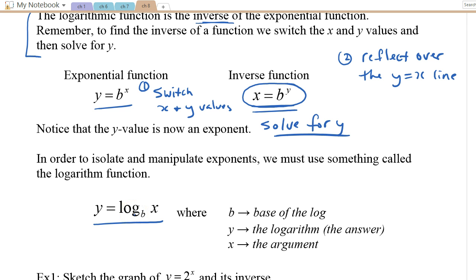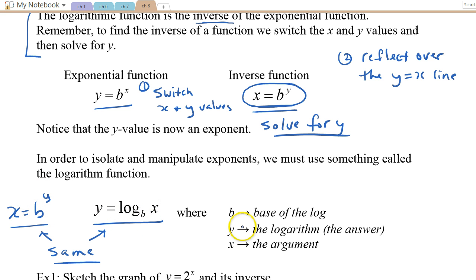So if I have x equals b to the power of y, and if I have y is equal to log base b of x, these mean the same thing. We can switch from exponential form, this is the exponential form, to the logarithmic form of the exact same expression. So if we were to graph this or graph that, it looks the same.